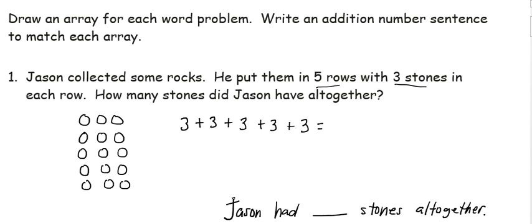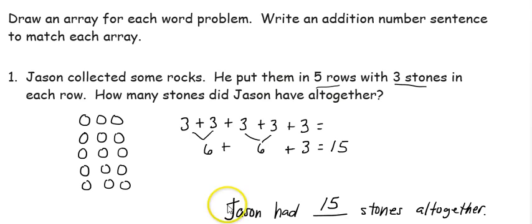To find my total, I'm going to group some of my numbers. 3 and 3 is 6, and 3 and 3 is 6. So 6 plus 6 is 12, plus 3 is 15. That means Jason had 15 stones altogether.